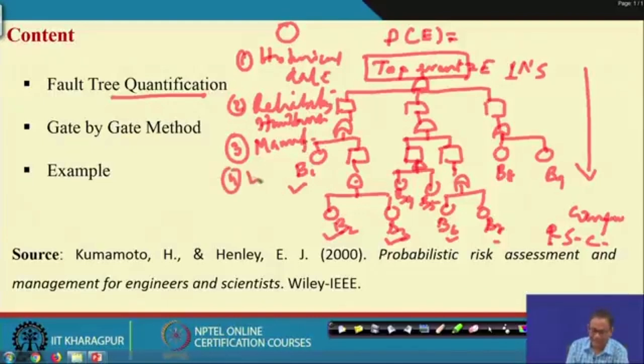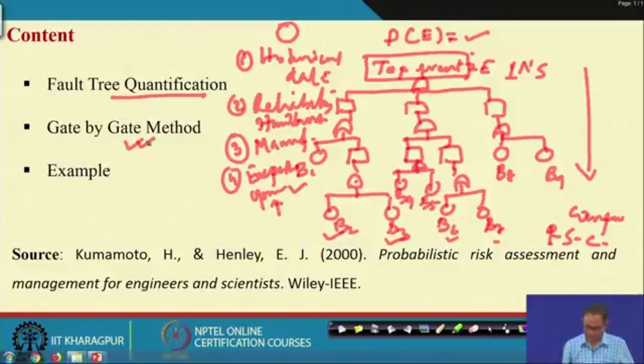Number 4, in many cases you rely on expert opinion. Expert opinion can be subjective in nature, but the probability can be objectively quantified. So once you have the bottom level or basic event probabilities, then you can compute the top event probability, that is the probability of the top event, by different methods. Okay, one of the methods is the gate by gate method. So in this lecture we will discuss this gate by gate method. Another method is the cut set method, which we will discuss in the next lecture.